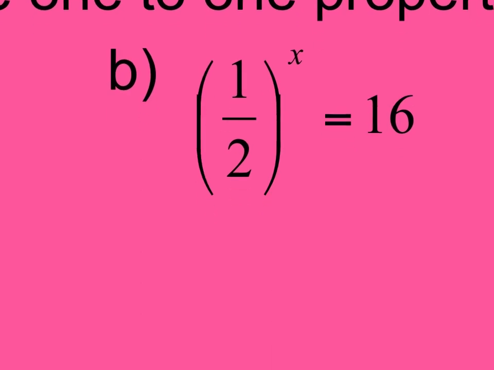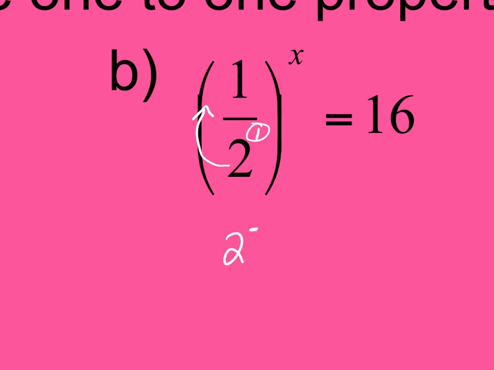So I can rewrite 1/2. Do you guys agree? If I bring this up here, because this is 2 to the first power, right? If I bring the 2 into the numerator, what does that 1 become? The exponent. What does the exponent become? Negative. So I can rewrite this as 2 to the negative 1x power. Agreed?